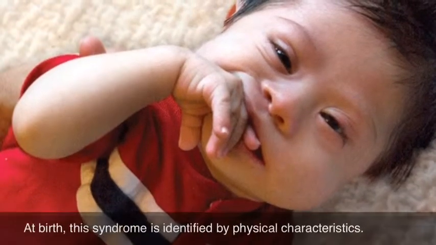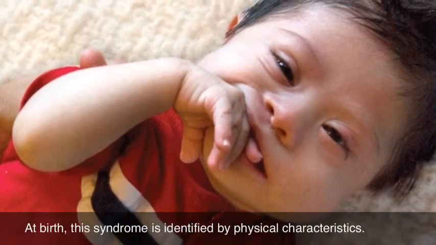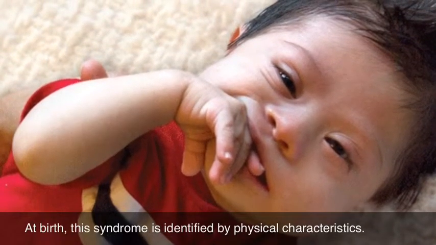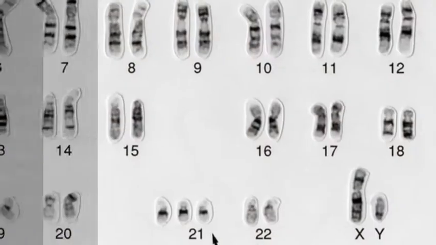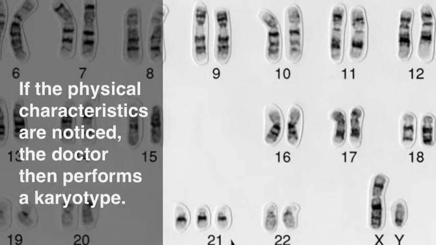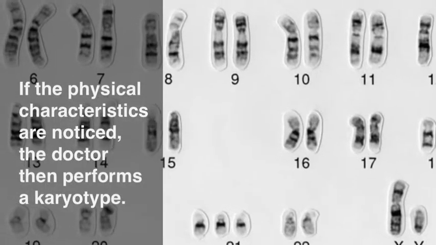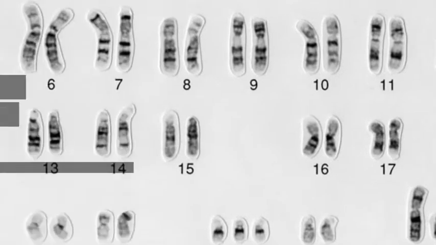At birth, Down syndrome is usually identified by certain physical characteristics. If those physical characteristics are present, a karyotype is done to confirm the diagnosis. A karyotype involves the doctor taking a blood sample and examining the baby's cells for abnormalities.